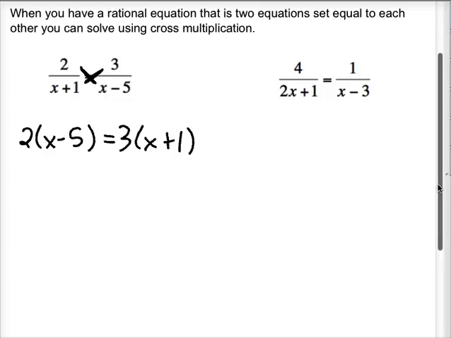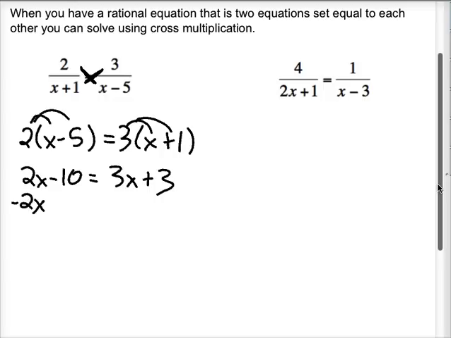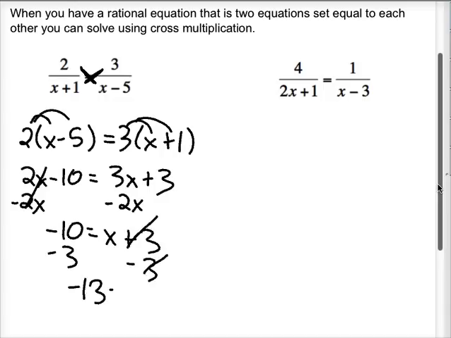And now once you have that set up, all you have to do is distribute on both sides. Now we have to bring the pieces together. So I'm going to subtract off the 2x to bring it together over there. And I'm going to subtract the 3 to get it away from the x. And there is our answer already.